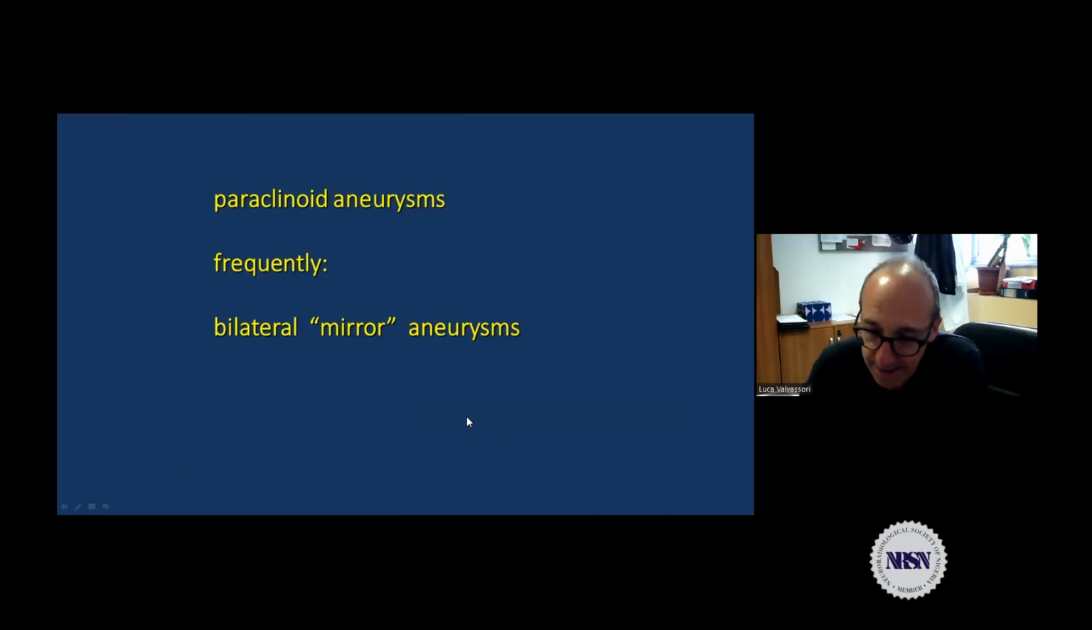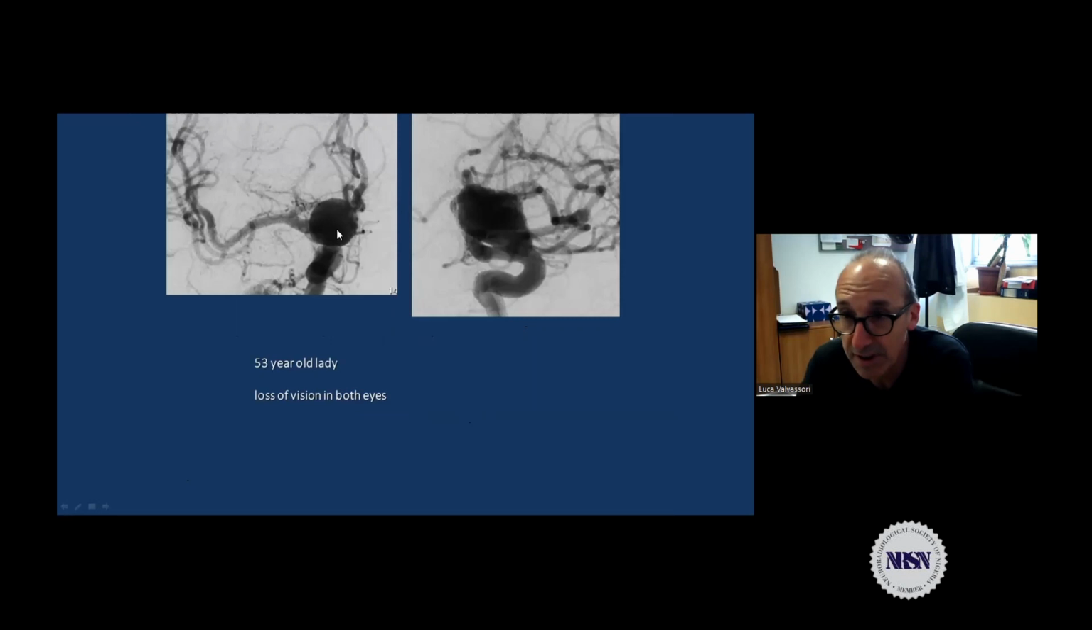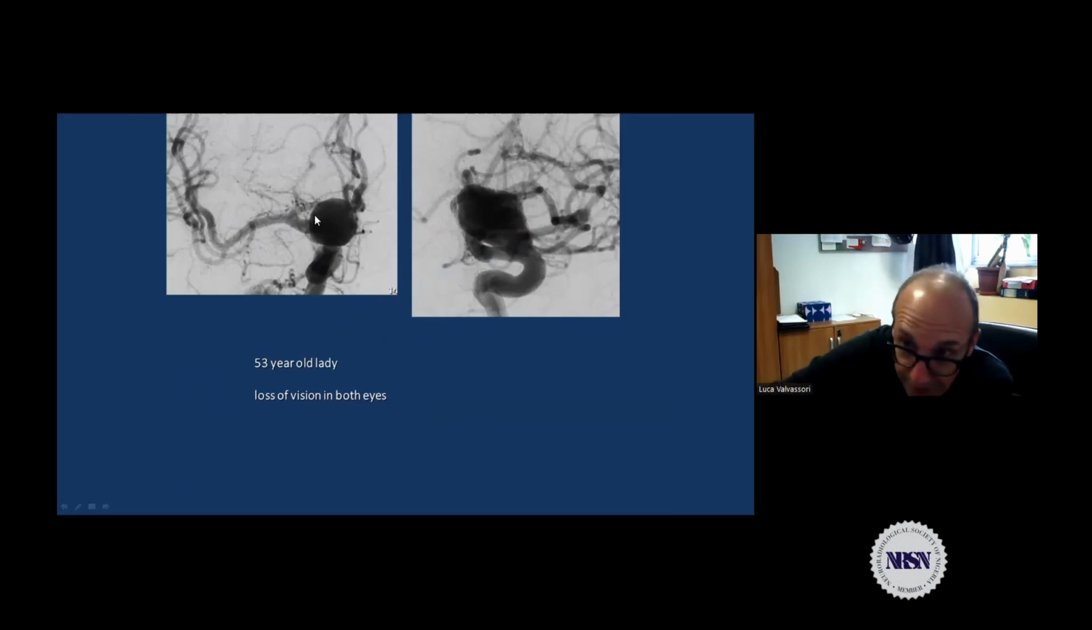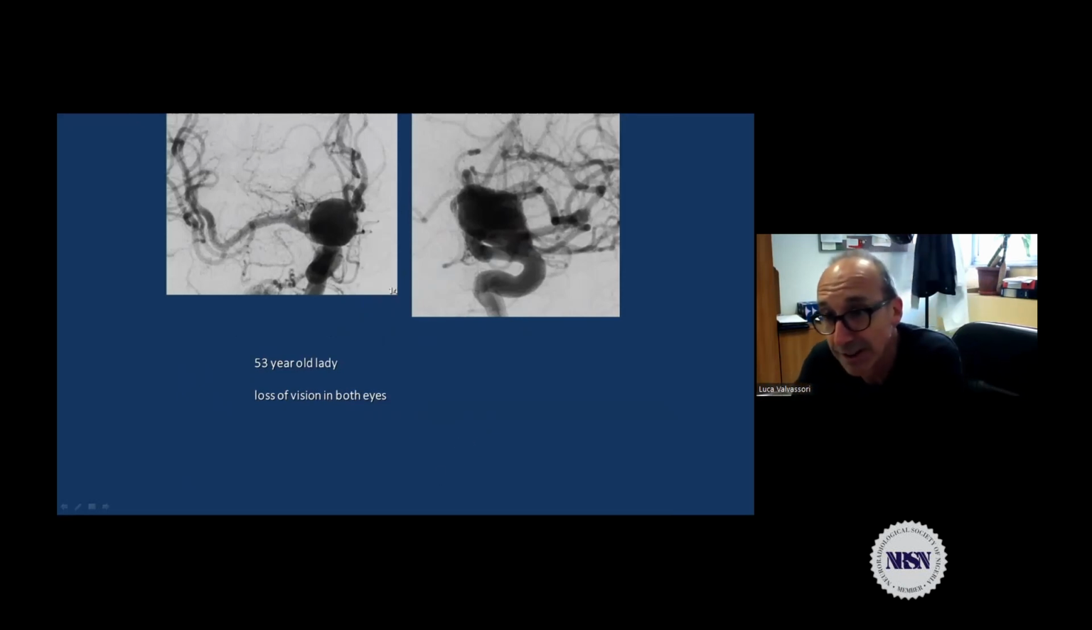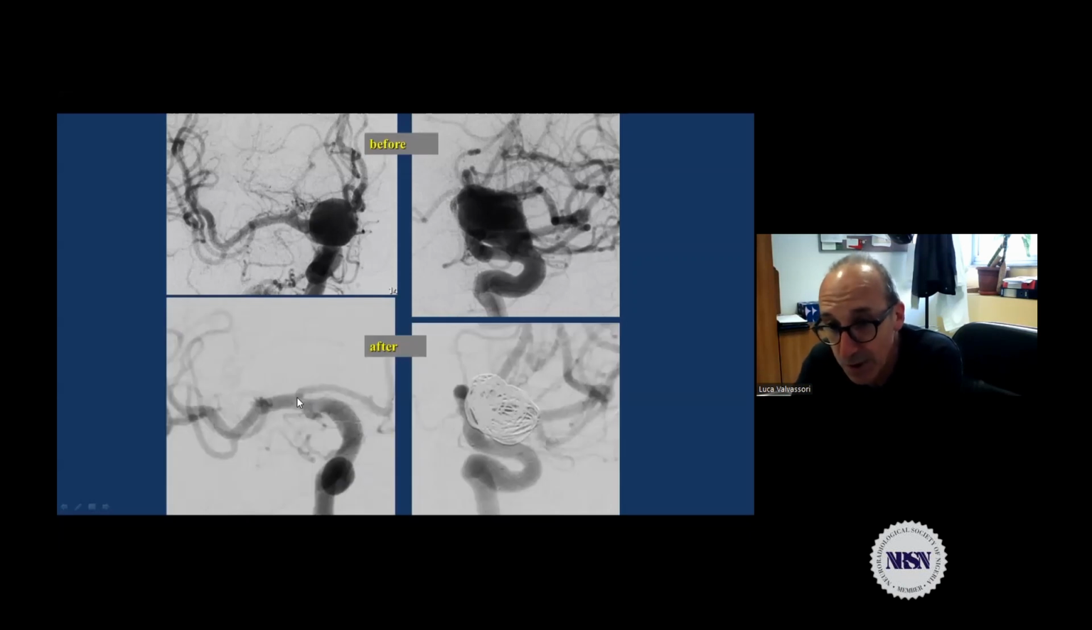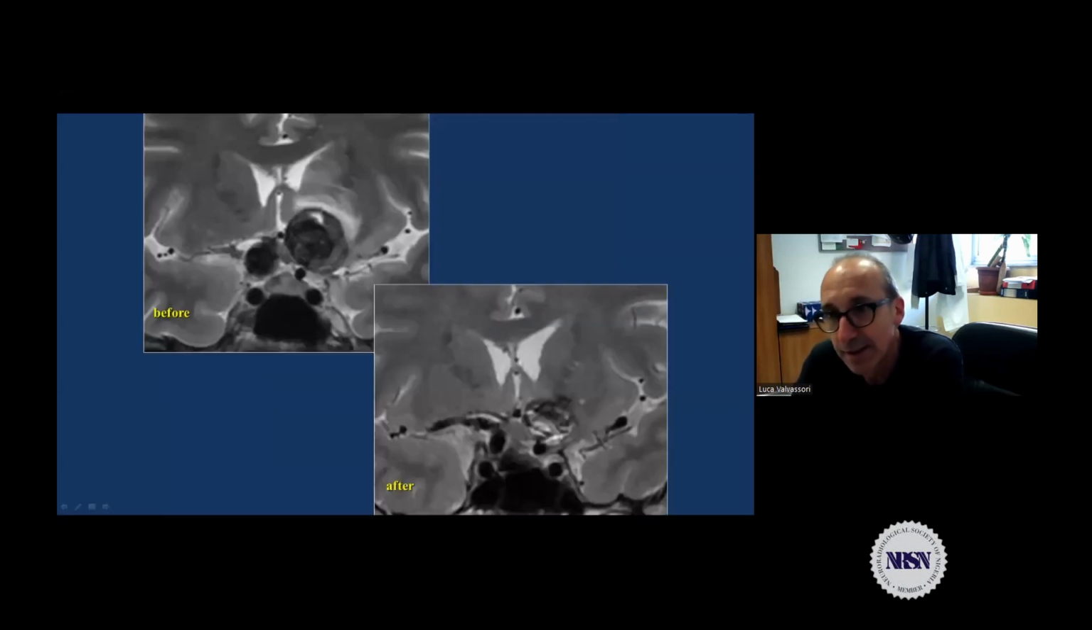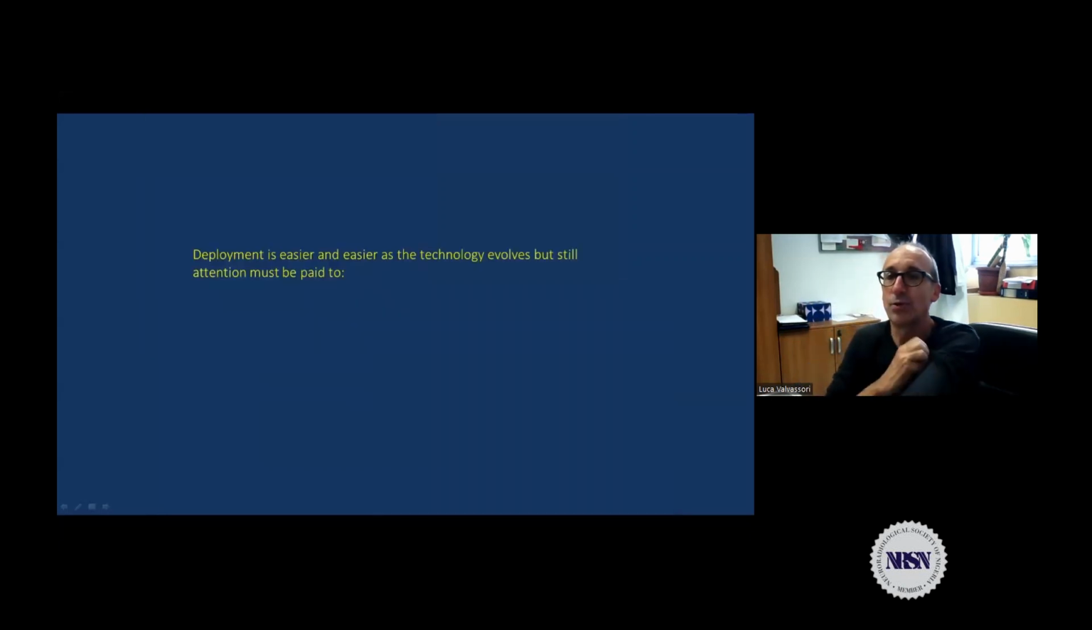This site is our preferred site, the paraclinoid or supraclinoid. And here you often have also mirror aneurysm on both sides. This is a 53-year-old lady with loss of vision, like the first patient that I showed you. And here one was treated just with flow diverter, the other one with flow diverter and coils, before and after, and the patient is cured.